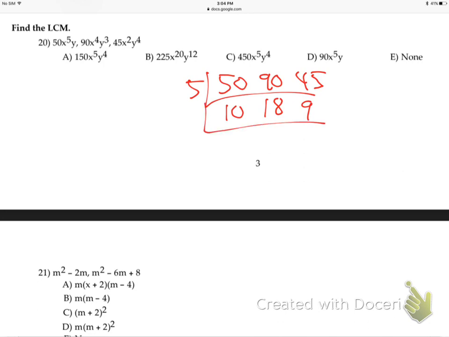I'm going to do 9, good idea. 9 goes into 18 twice, goes into 9 once. 9 doesn't go into 10, so just bring the 10 down. Remember this kind of box thing? What goes into 2 of the numbers now? 2. 2 goes into 10 5 times, goes into 2 once. 2 doesn't go into 1, just bring it down. That's it, we're done. The only thing left is 1.